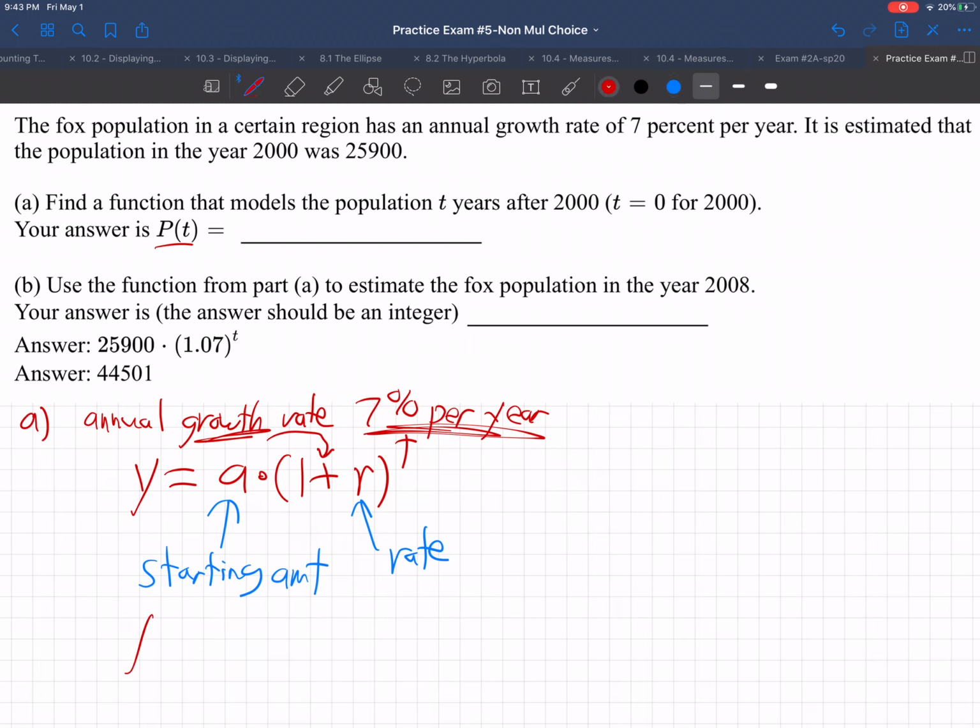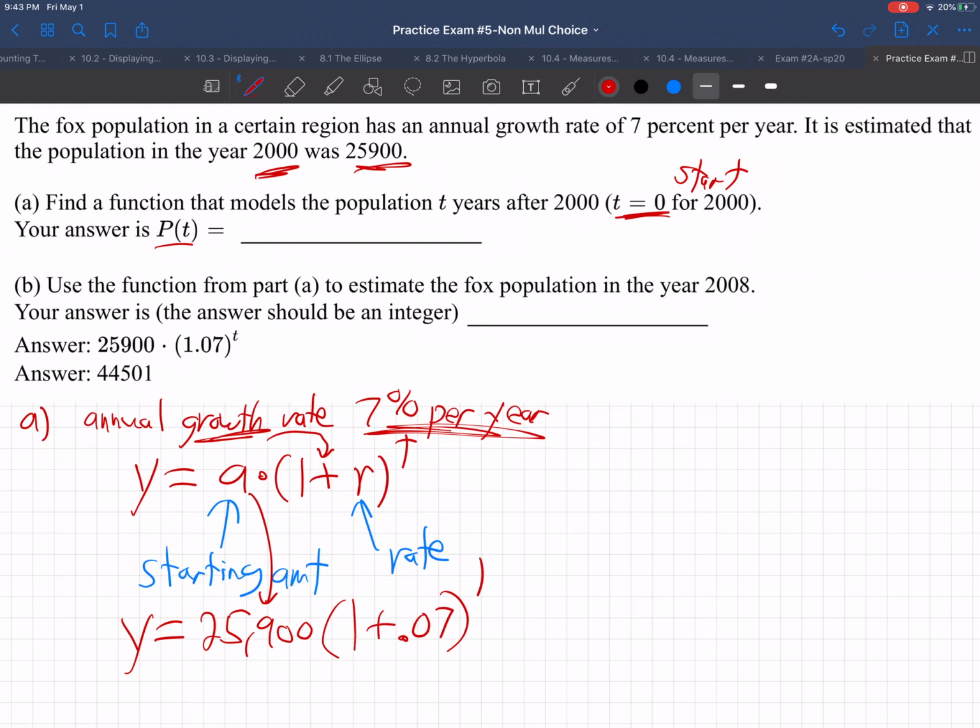So we have y equals, what's the starting amount? In the year 2000, which is when they want me to start, t equals 0, the start is the year 2000. The population was 25,900. That's the a. 1 plus, what's the r? The rate, 7%, 0.07, to the t, where t is time.